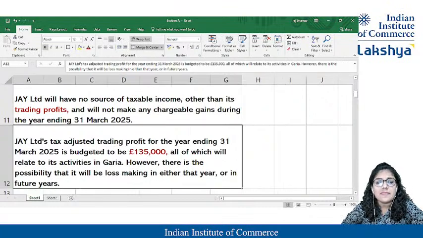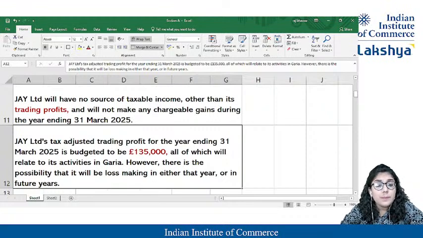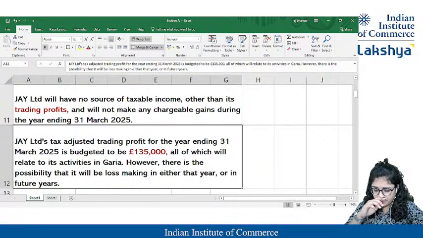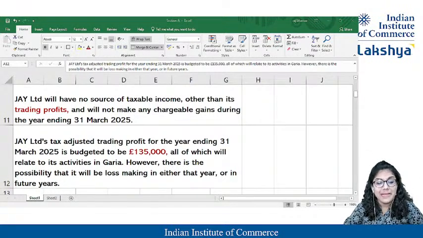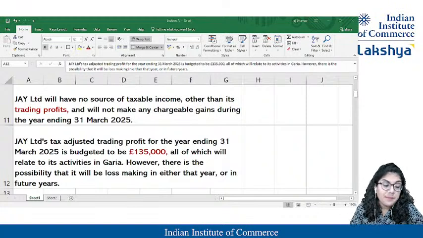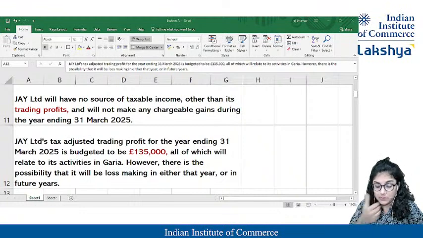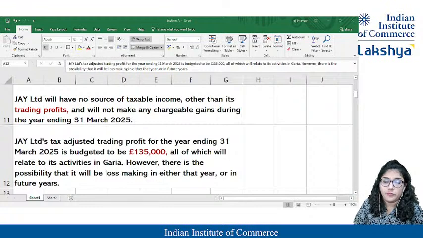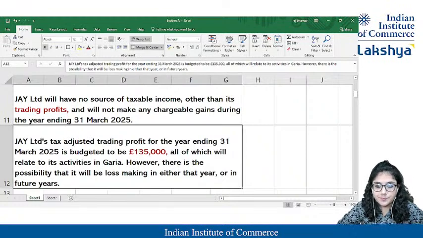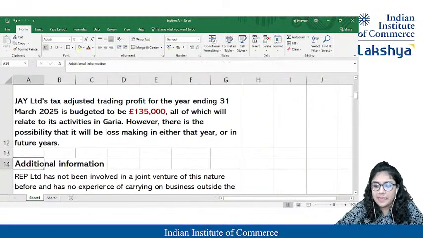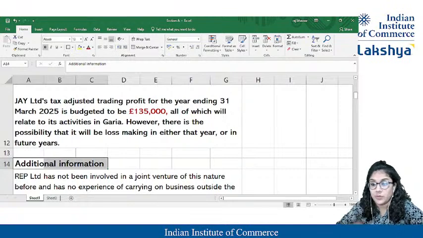However, there is a possibility that it will be loss making in either that year or later. They are thinking that the company will have a forecast profit of 135, and maybe later that company will also have a loss. So I don't know right now what to be done. Today, at present, we can show profits, but I feel in future there are losses. This is what they have given, and I am not reading the additional information now. If you want, you can read it.